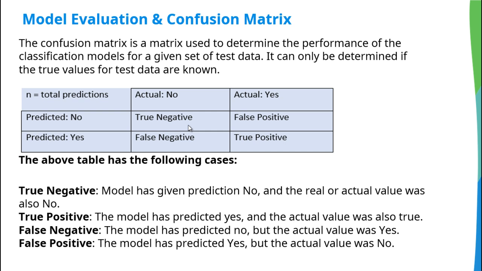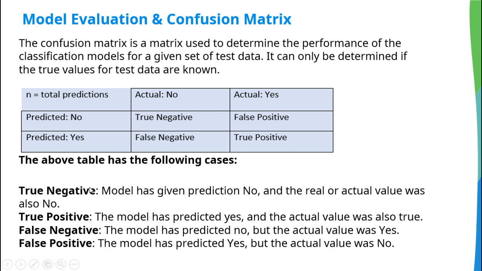All right. So we have model evaluation and the confusion matrix. A confusion matrix is a matrix used to determine the performance of classification models for a given set of test data. It can only be determined if the true values for the test data are known. For example, we have a simple table which predicts maybe a COVID patient, or a disease. We have the total, this is called n, total predictions. So we divide it into a matrix here. In this matrix, we have actual no, actual yes, predicted no, predicted yes. So we have true negative, false negative, true positive, false positive.